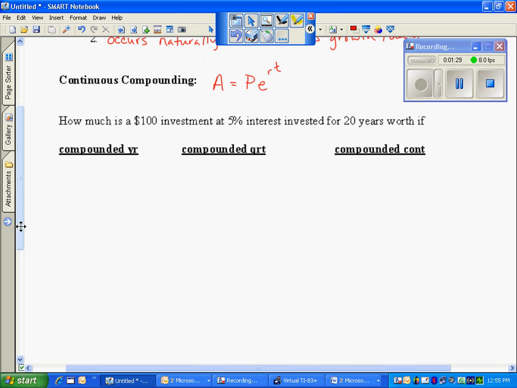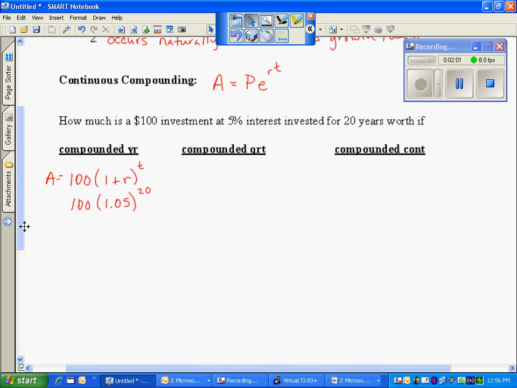Now when you compound, what happens is you're calculating interest on interest. So if I'm compounding yearly, the amount of money I get is equal to my initial investment, the 1 plus my rate, to the amount of time. So in this case it would be 100, and converting my 5% to a decimal, and I have 20 years to find out the value.